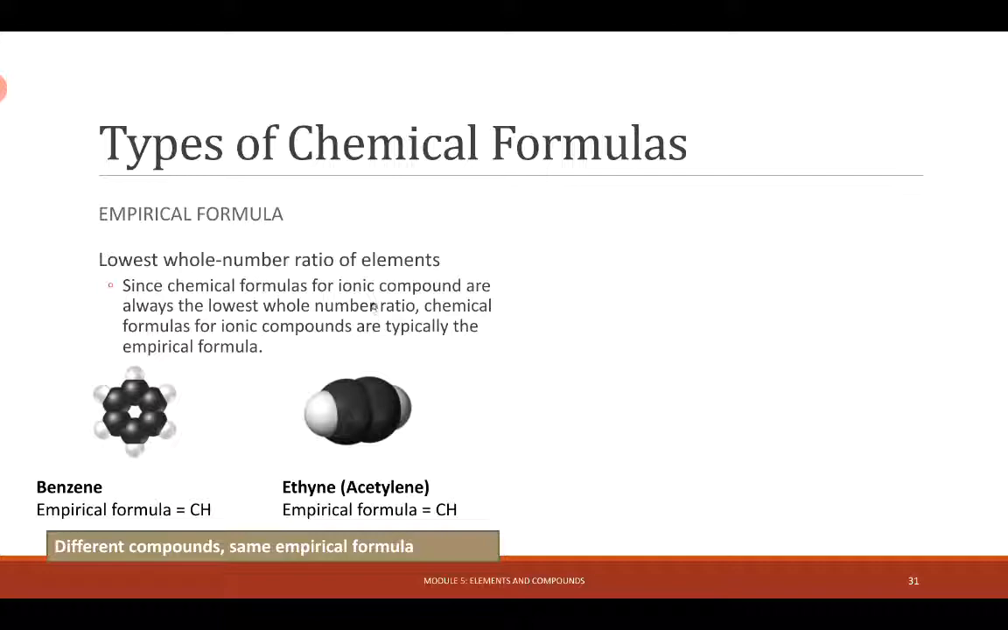Ionic compounds are always reported as the lowest whole number ratio that represents the cations and anions that make up the compound. And so for ionic compounds, the formula for an ionic compound is typically the empirical formula.